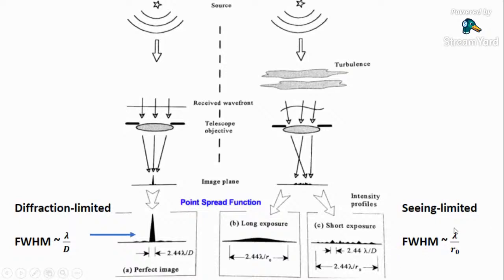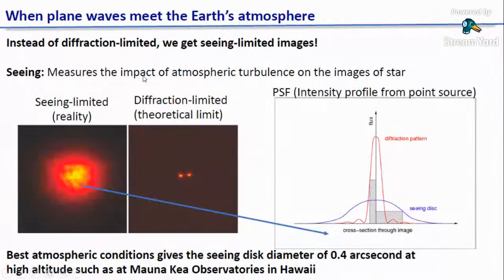Now the highest resolution that we can get is lambda by r naught. R naught is known as the Fried's parameter, which is the coherence length of the place where we are taking the observations. So instead of diffraction limited, we are now getting seeing limited images.